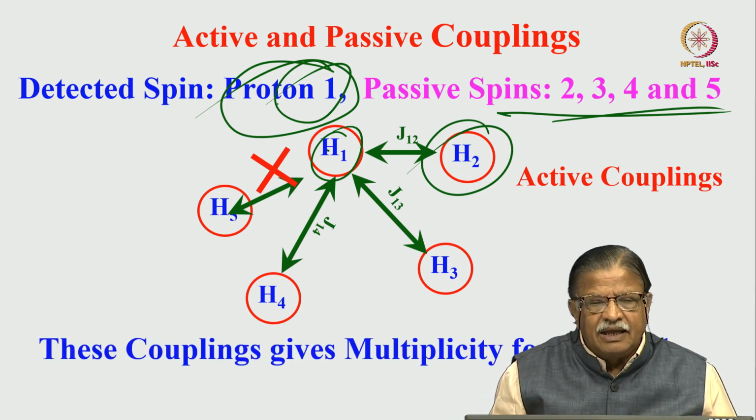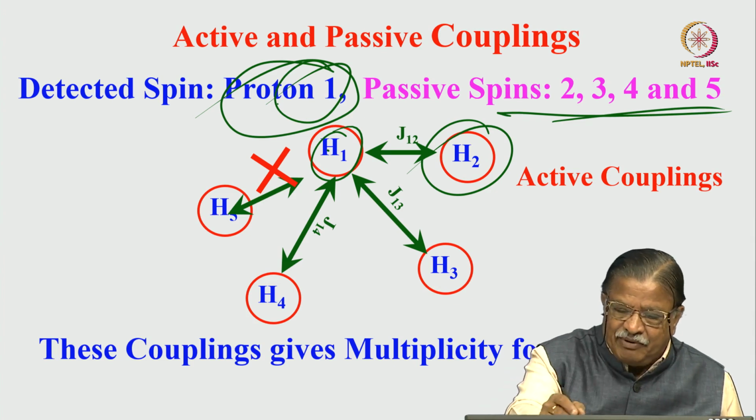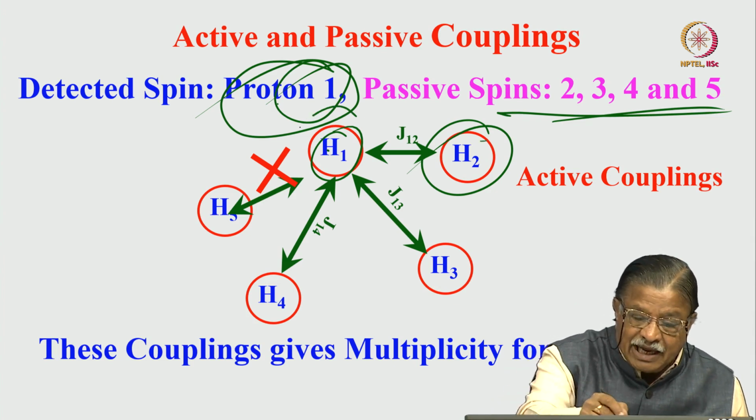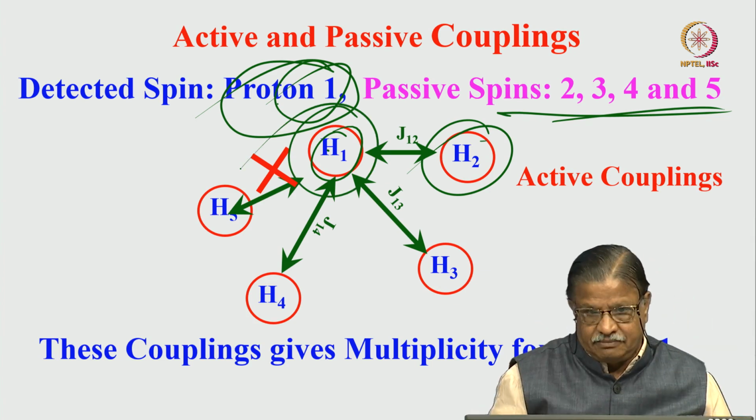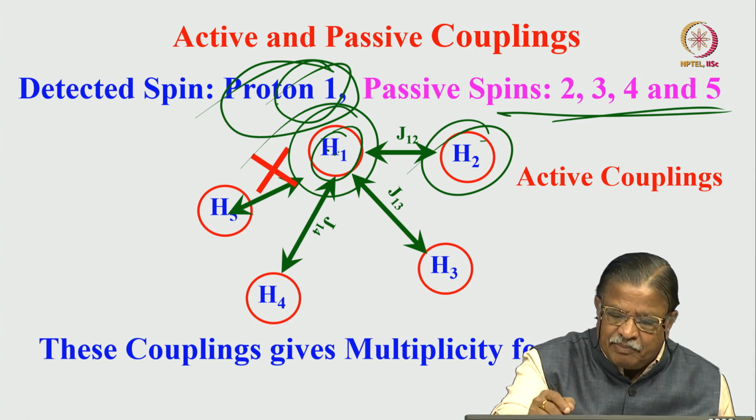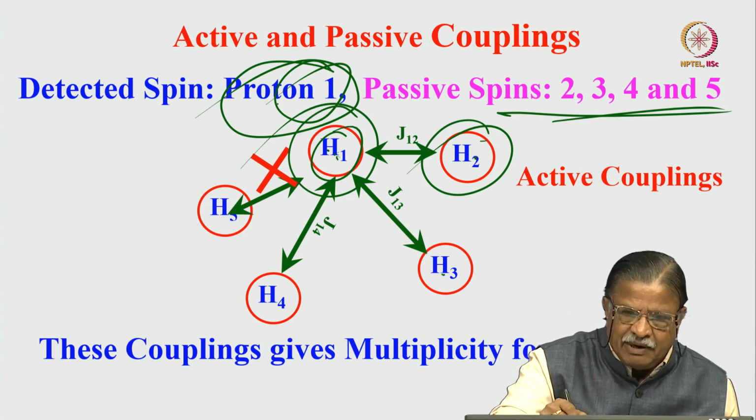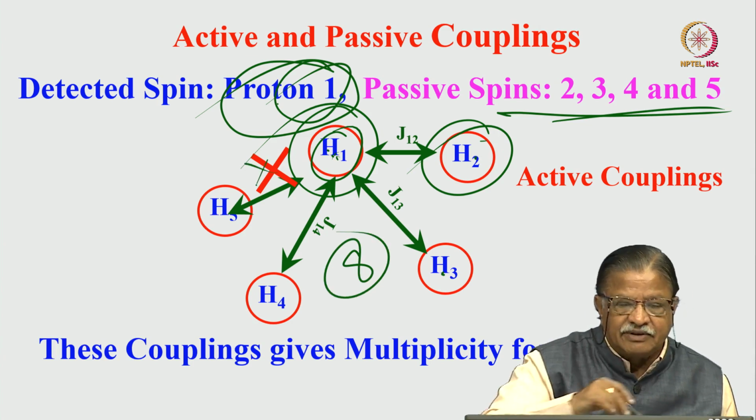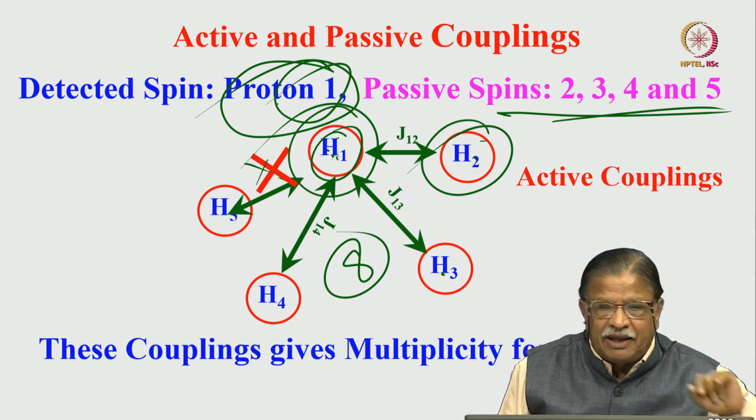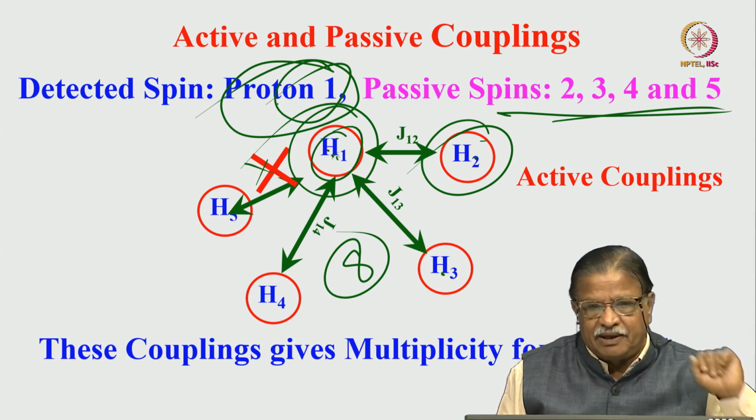But these types of interactions, coupling of 1-2, 1-3, 1-4, give multiplicity at the site of proton 1. How many multiplicity lines do you get now? Because it is coupled to all of these, it becomes a doublet, a doublet of doublet, and a doublet of doublet of doublet: 8 lines you get. Because one coupling is absent, at the proton chemical shift you get 3 couplings, and they are called active couplings.